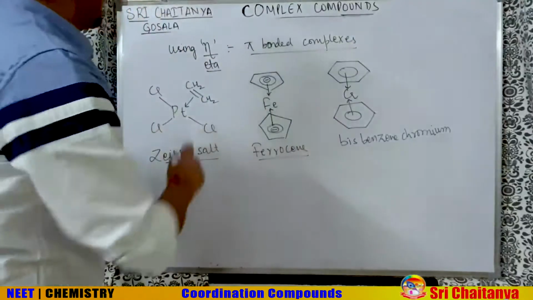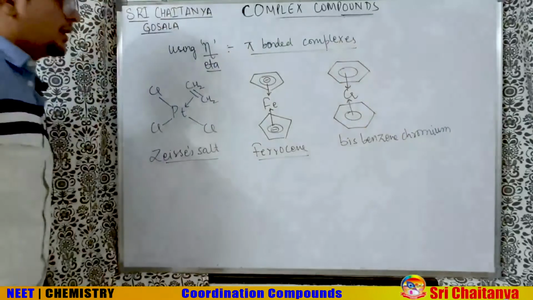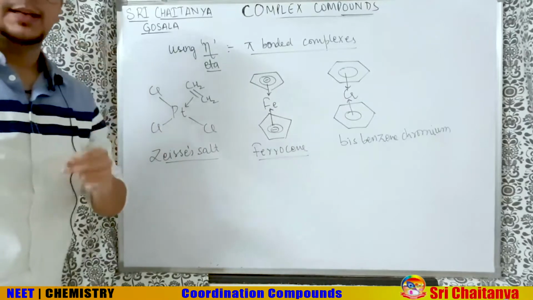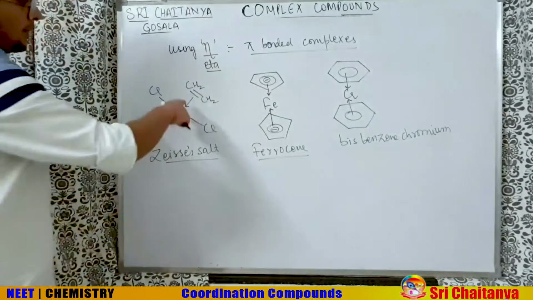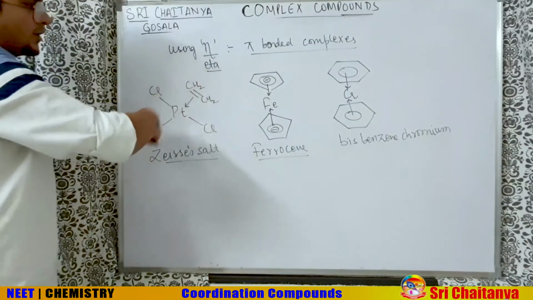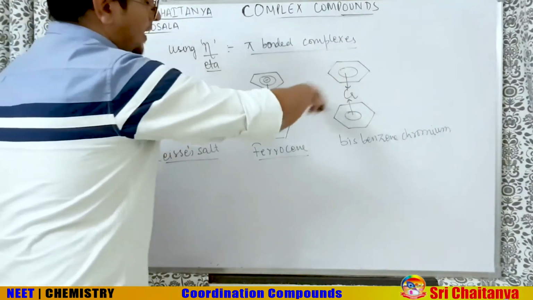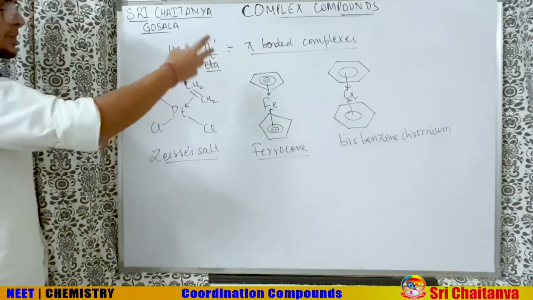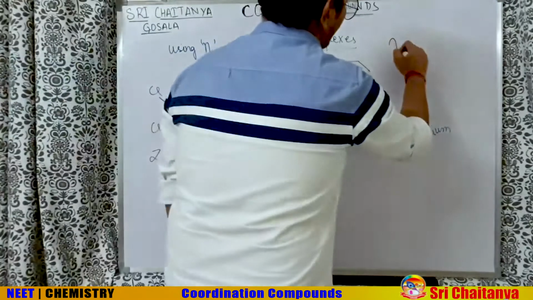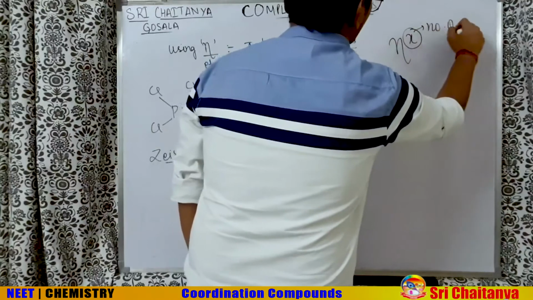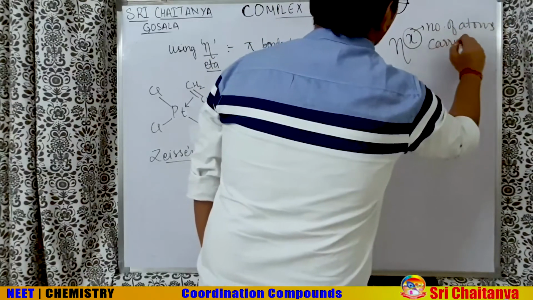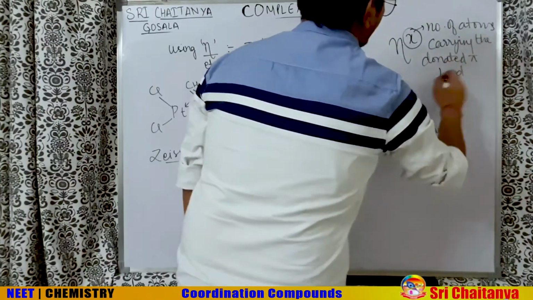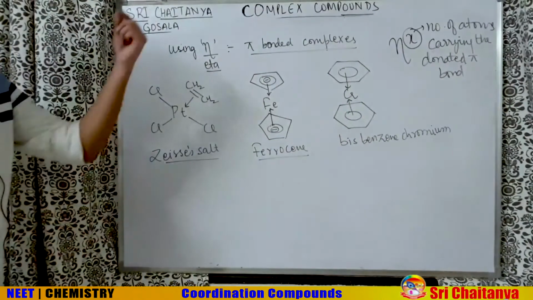We use the symbol eta for pi bonded complexes. So till now all the complexes we have seen, there the lone pair was given by the ligand to the central atom. In this case, the pi bond will be shifted towards the central atom. That means no atom is actually donating the lone pair, but a pi bond between 2 or more atoms is being donated. For them we represent eta x. This x is number of atoms carrying the donated pi bond.